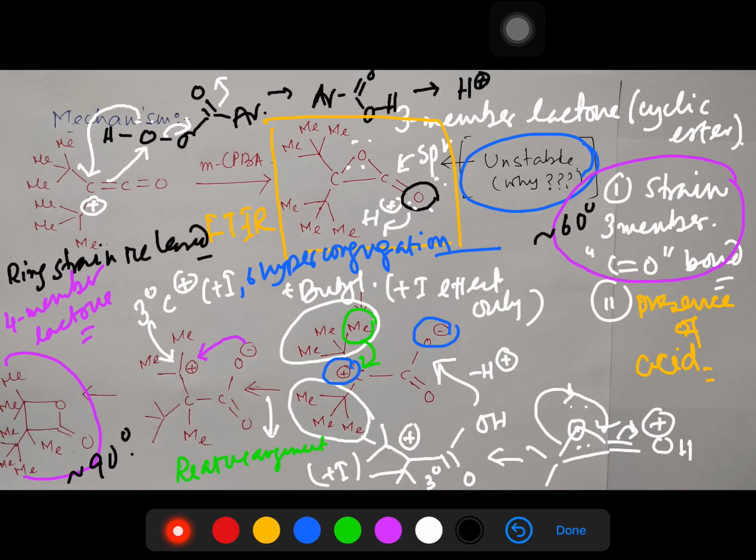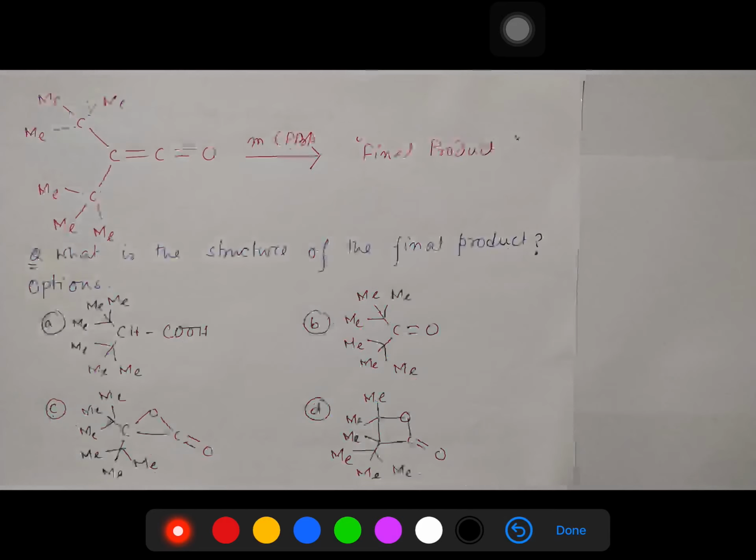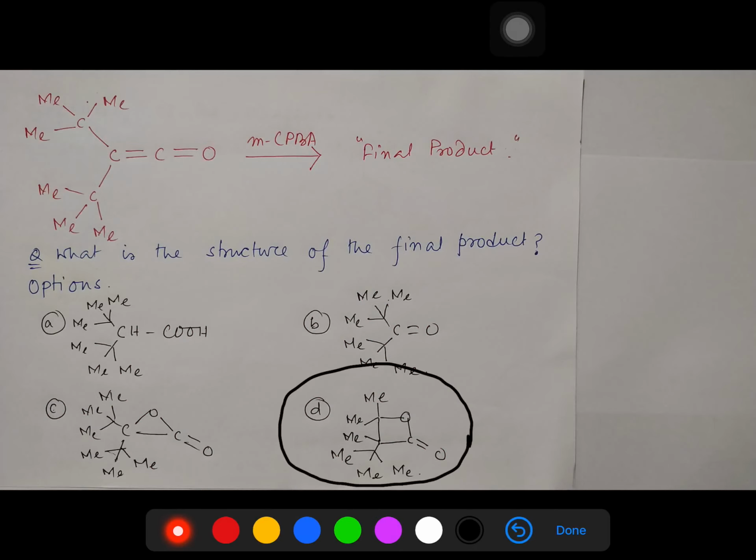Okay, so now we understood how this reaction occurs and what the product is. Now let's go to the problem. So what is the product of this problem? The product is this one. Okay, this. So now a question: if such a question comes in your exam, how can you solve it within 30 seconds?